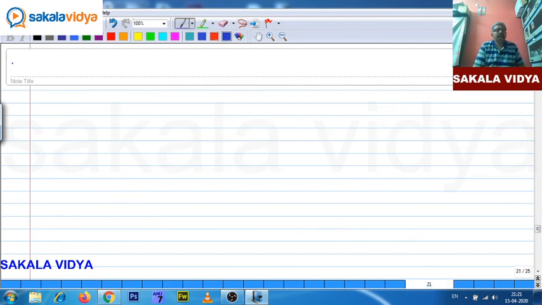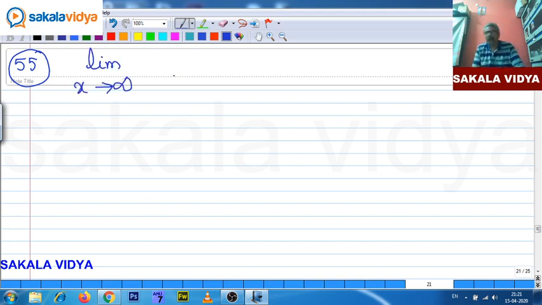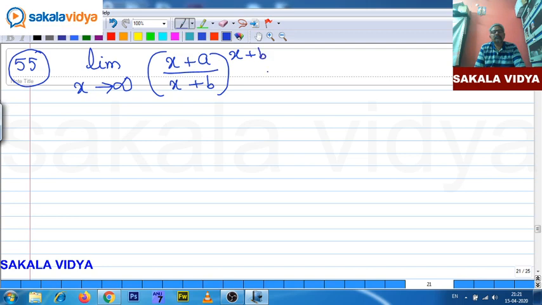Question 55: limit x extends to infinity, (x plus a by x plus b) whole to the power of (x plus b) equals to.